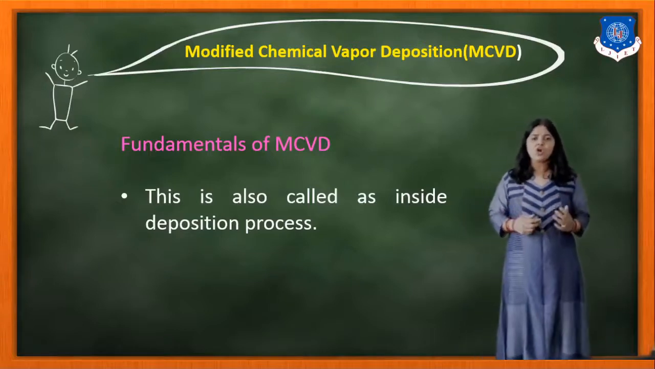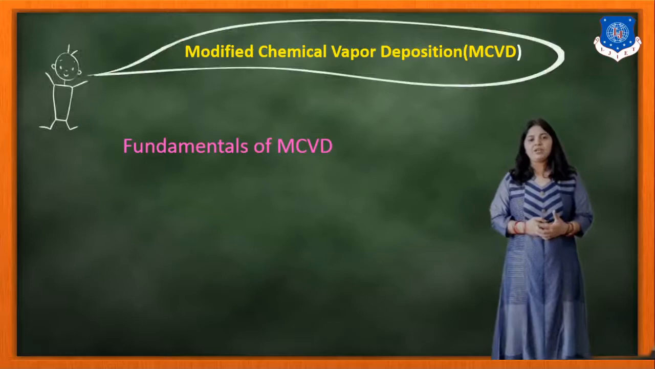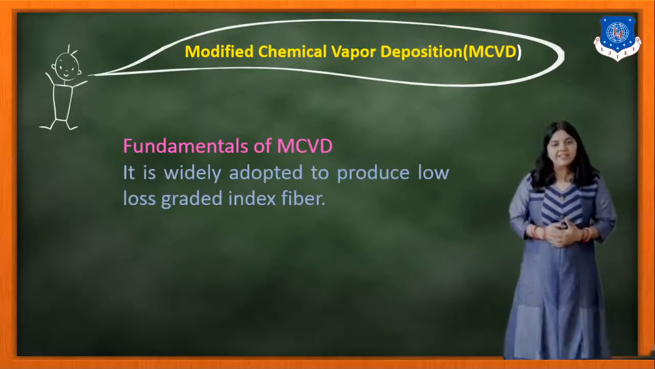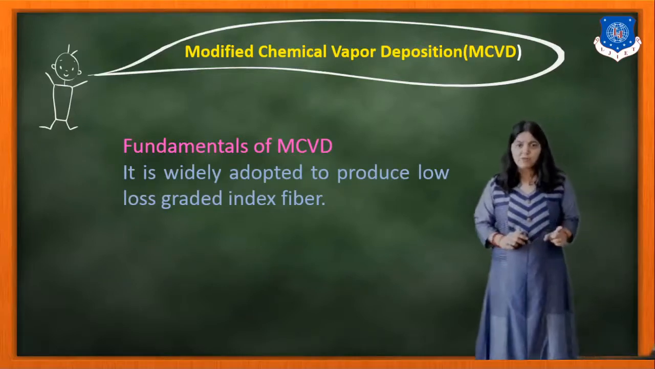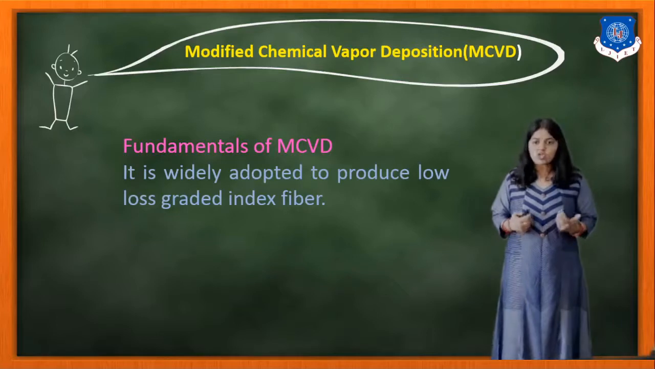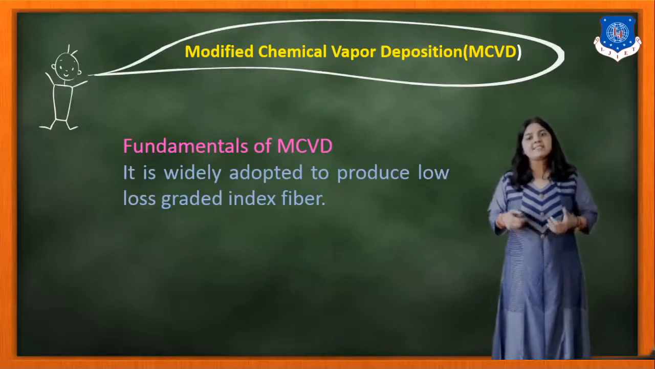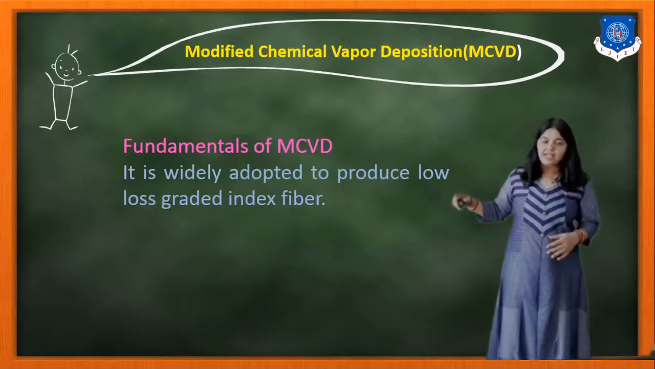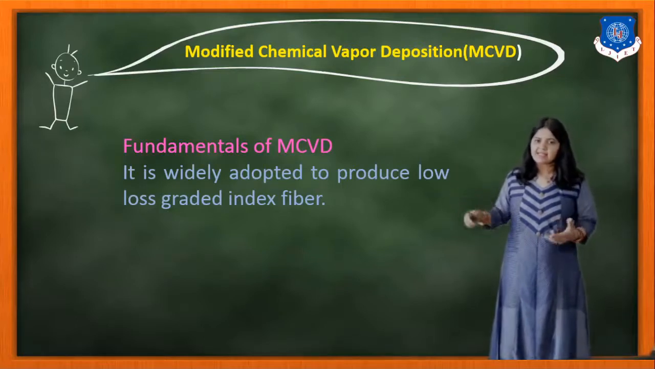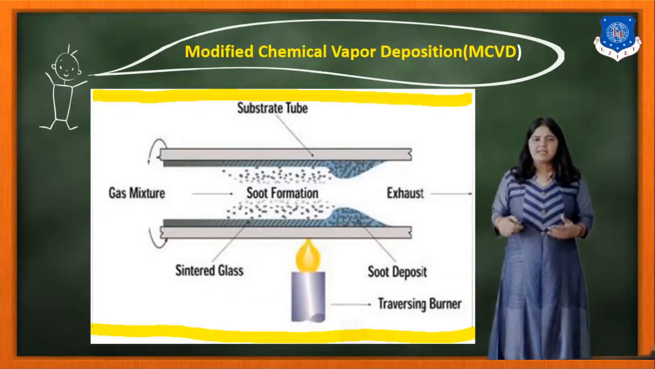Now, this is also called the inside deposition process, and it was pioneered at the Bell Laboratories. It is widely adopted to produce low loss graded index fiber. In the OVPO method, we also learned that it can produce fiber having a loss of less than 20 dB per kilometer. Again, this provides low loss, less than the earlier two methods. This way the MCVD method can be used.